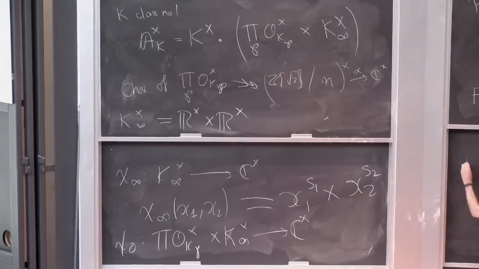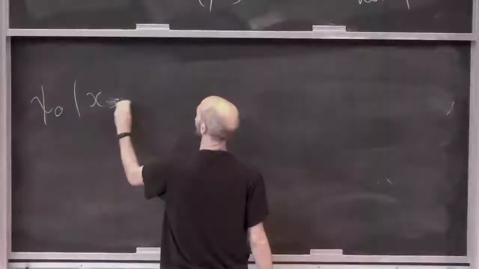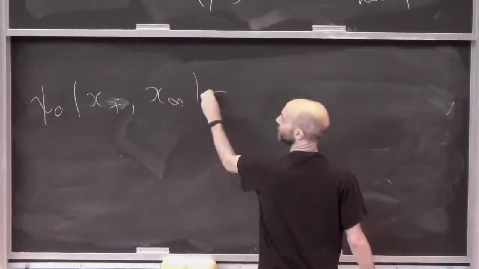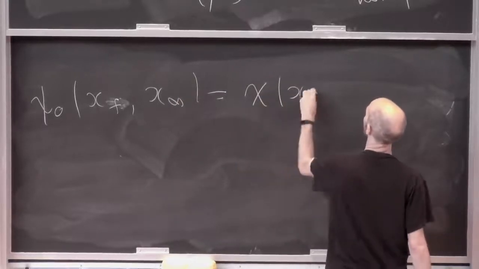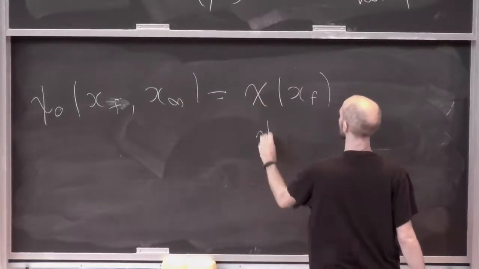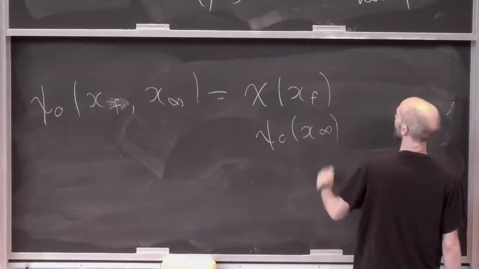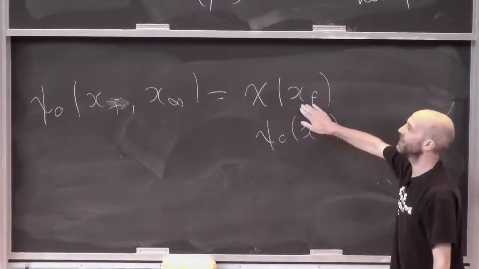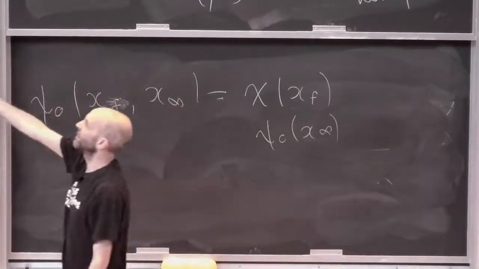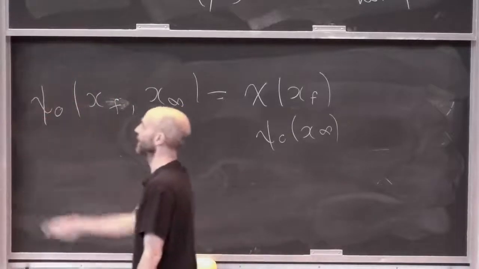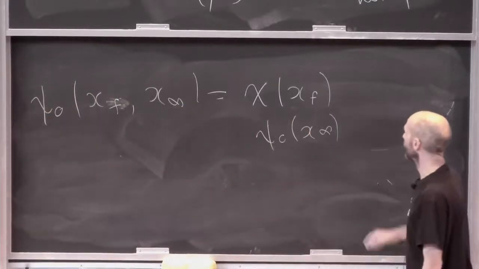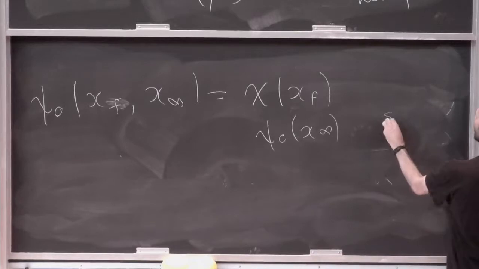So psi_0 of whatever, the finite part and the infinite part, is simply going to be chi of the finite part times that thing there, psi_0 of the infinite part. Okay? So it's a finite amount of data, an analog of a Dirichlet L-function. That's all it is. And then two complex numbers, s1 and s2.